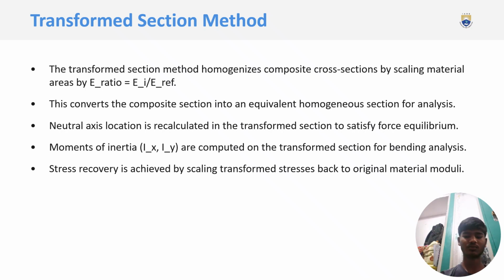Transformed section method. The transformed section method homogenizes composite cross sections by scaling material areas by the modular ratio n equal to Ei by E ref. This converts the composite section into an equivalent homogeneous section for analysis. The neutral axis location is recalculated in the transformed section to satisfy force equilibrium. Moments of inertia Ix, Iy are computed on the transformed section for bending analysis. Stress recovery is achieved by scaling transformed stresses back to original material moduli.